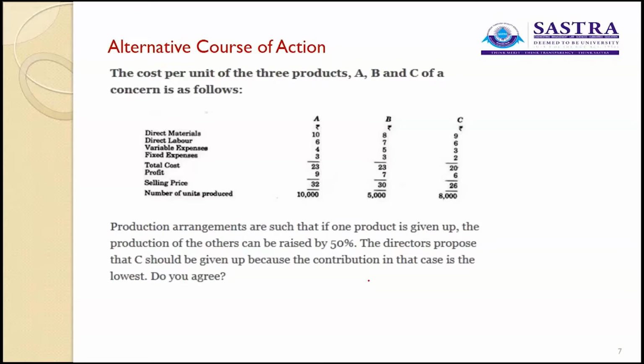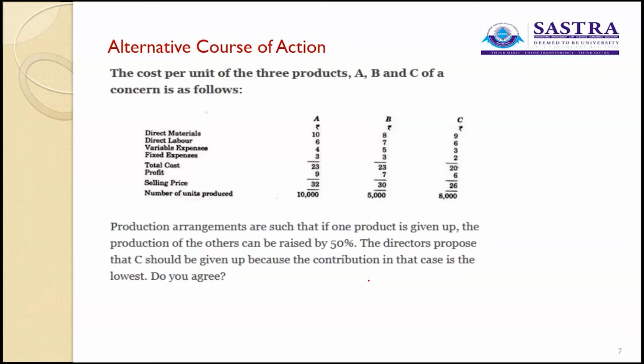Number of units produced is 10,000, 5,000 and 8,000 for A, B and C respectively. Production arrangements are such that if one product is given up, the production of others can be raised by 50%. That means if A is to be dropped, then B and C will increase by 50%. If B is dropped, A and C will increase by 50%. If C is dropped, A and B will increase by 50%.